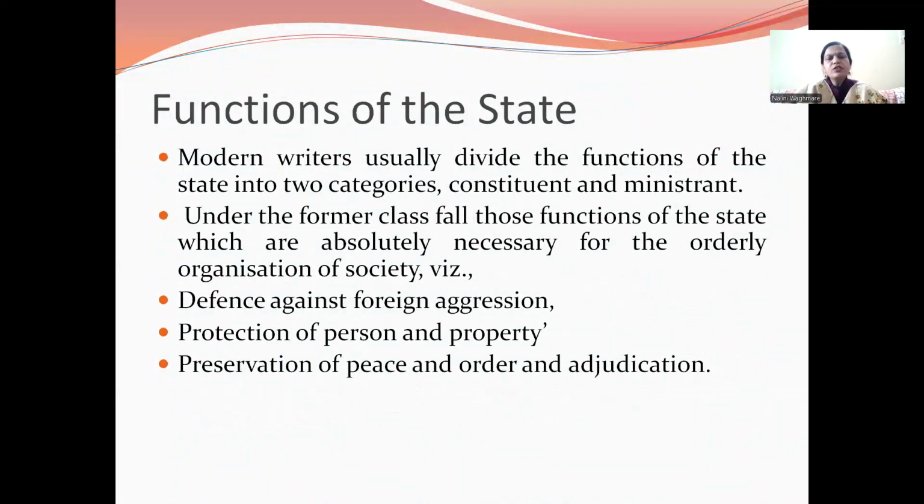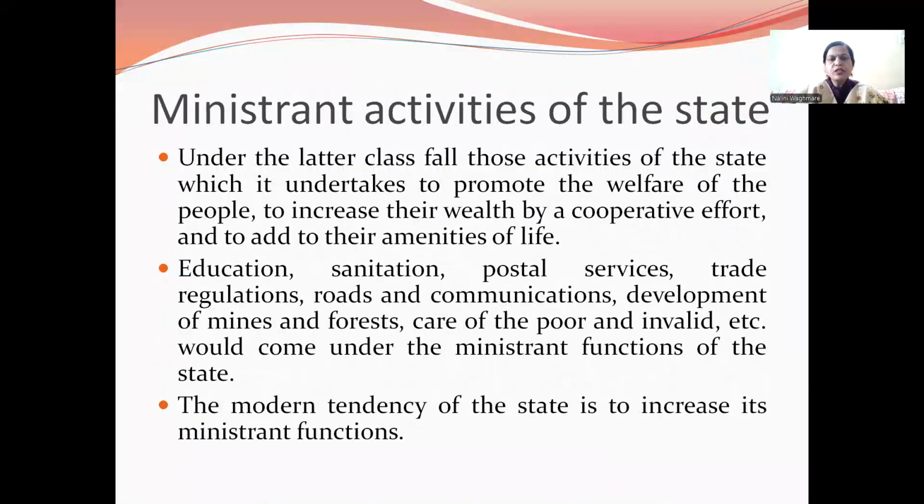Then the functions of the state. Modern writers usually divide the functions of the state into two categories, constituent and ministrant. Under the former class fall those functions of the state which were absolutely necessary for the orderly organization of society, that is, defense against foreign aggression, protection of person and property, preservation of peace and order, and adjudication.